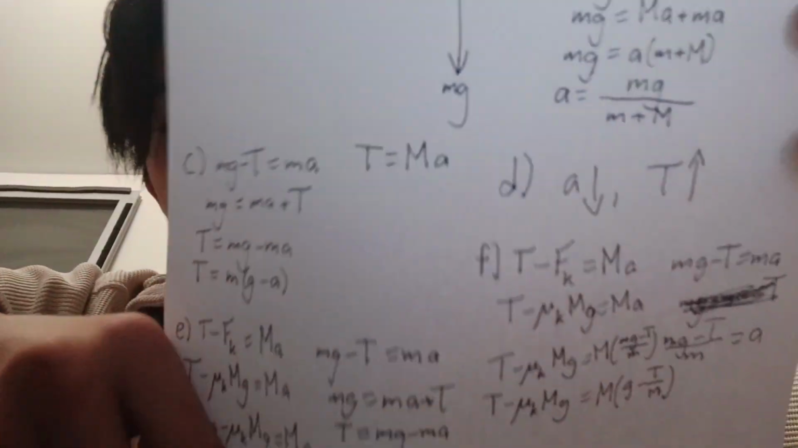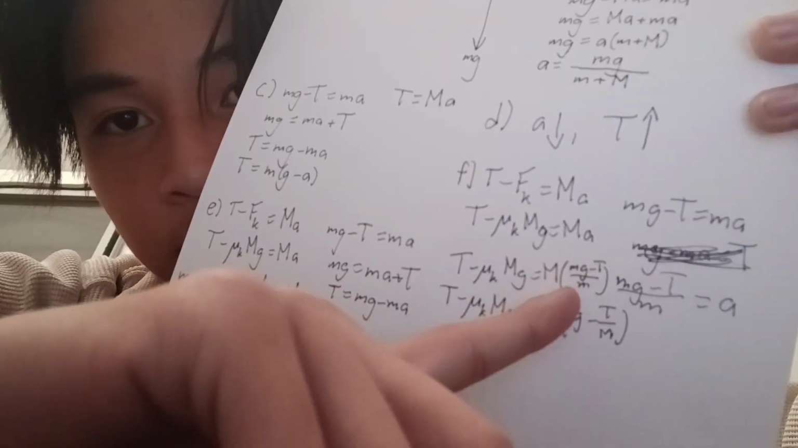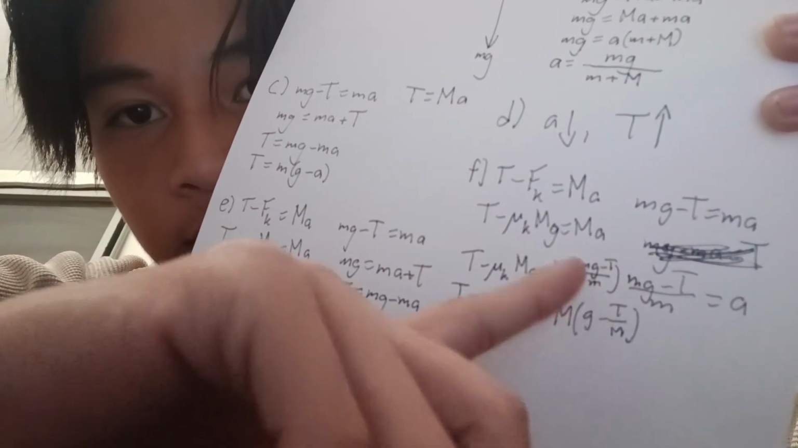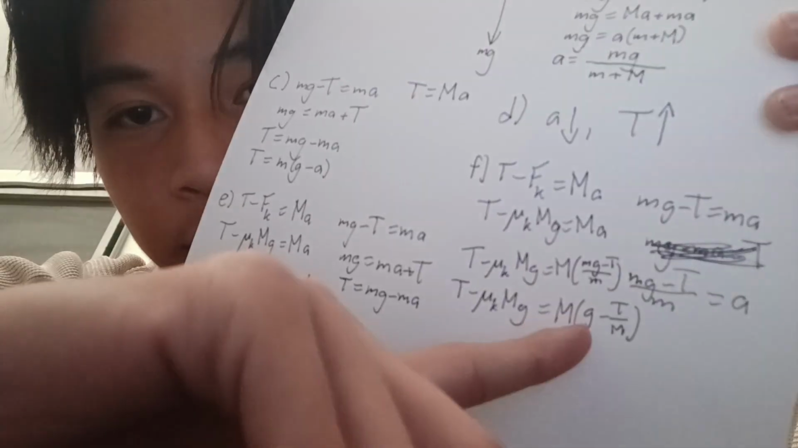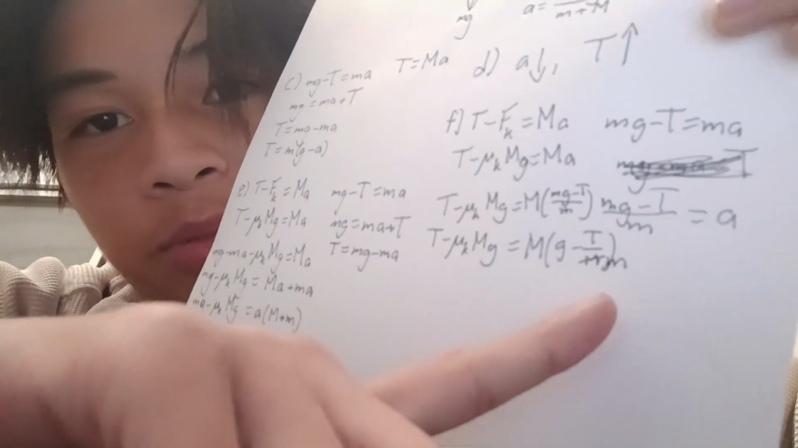Right, so this step is just because this is mg over m minus T over m, that's the same thing, and so the m's can cancel out and you just get g minus T over m here, right? And then distribute the, oh, just realized that's capital M. It's supposed to be a lowercase m over there, my bad.